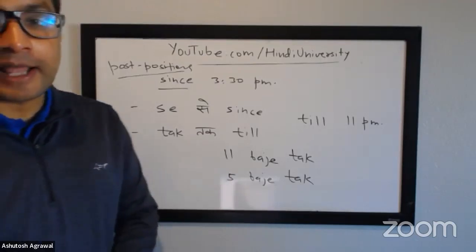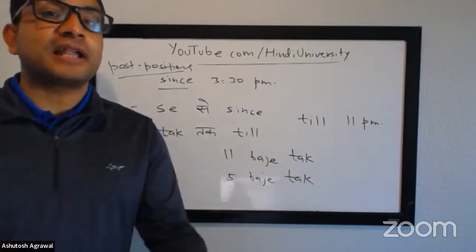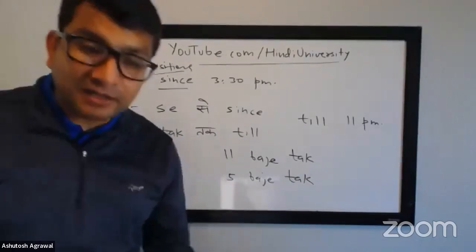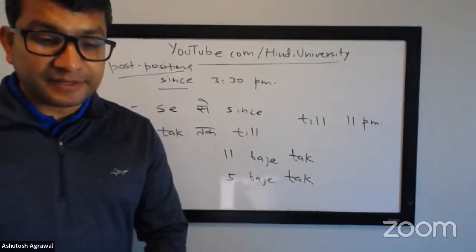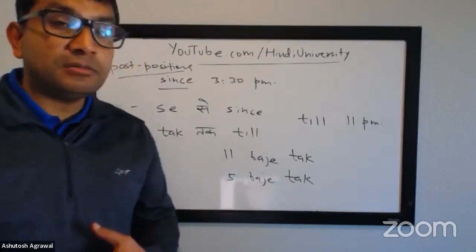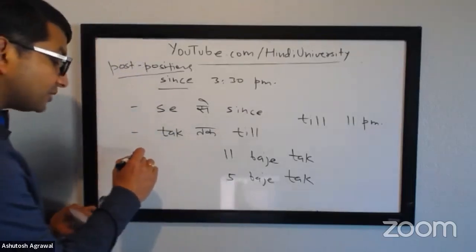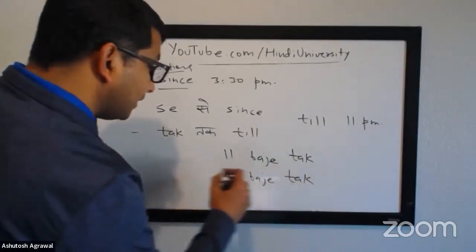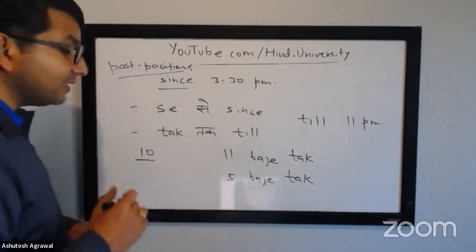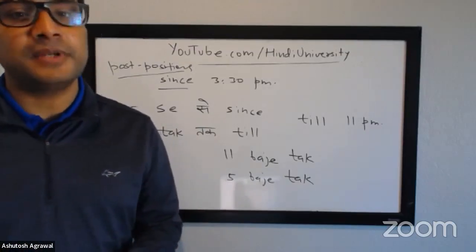The train will arrive by 3 p.m. Okay, the train will arrive by 3 p.m. Train 3 baje tak aayegi. Okay, Ron worked till 10 p.m. All those cases are till. Ron ne 10 baje tak kaam kiya.